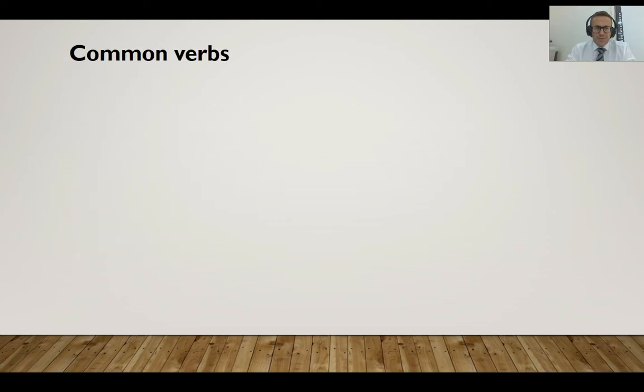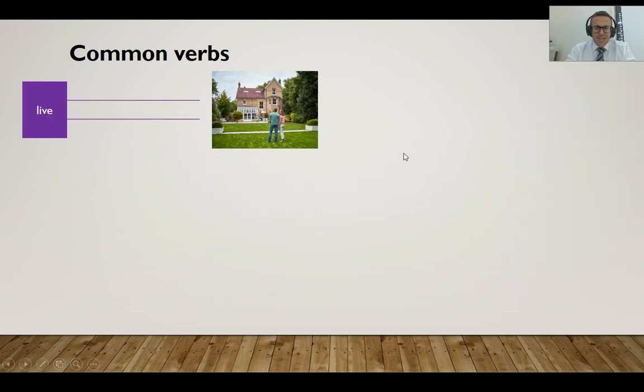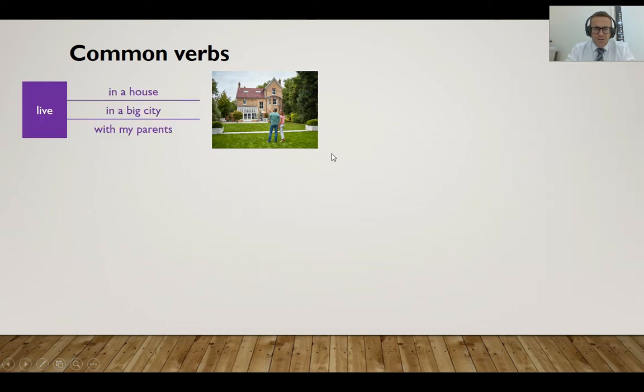Common verbs. In this we had 6 verbs, but some of them have different things after them, so we'll go through them all. The first one, live. Live in a house. Live in a big city. Live with my parents. So this is a nice way to use the word live to make it just longer. You could put all these together. I live in a house in a big city with my parents. You could make it as one sentence.